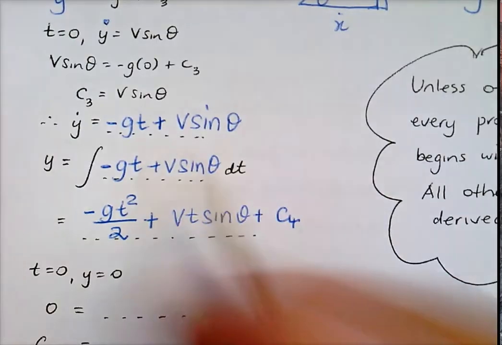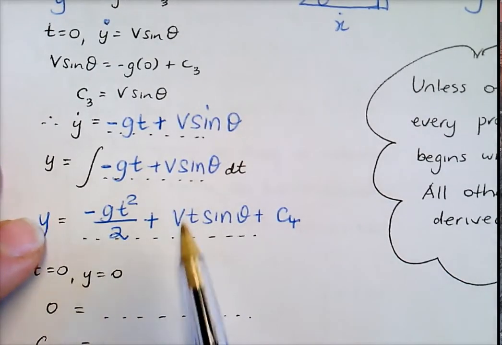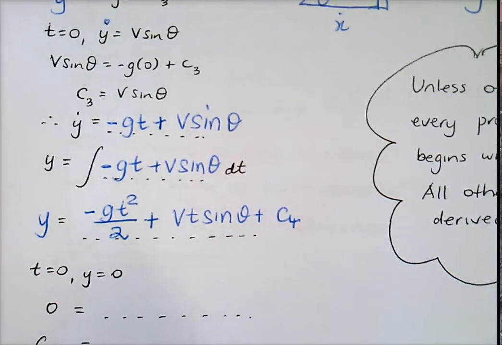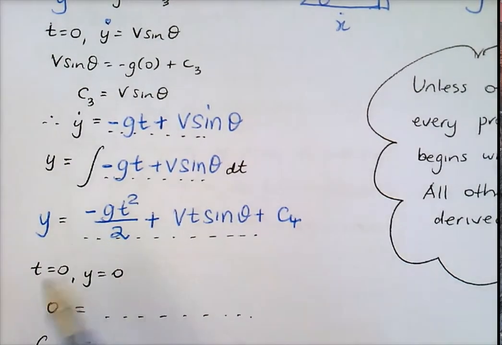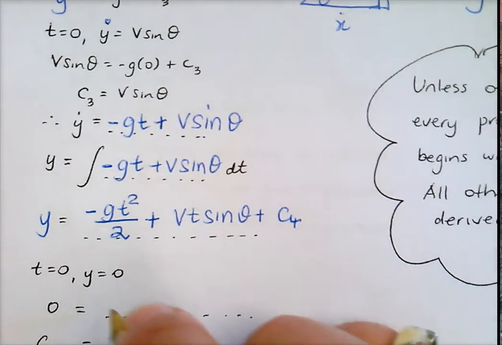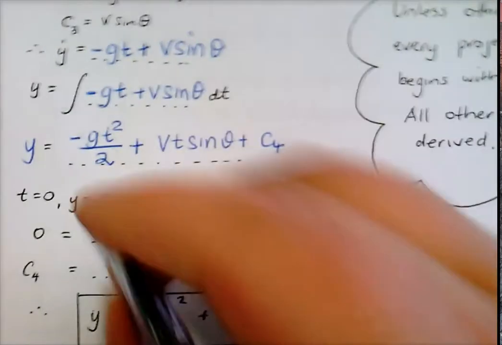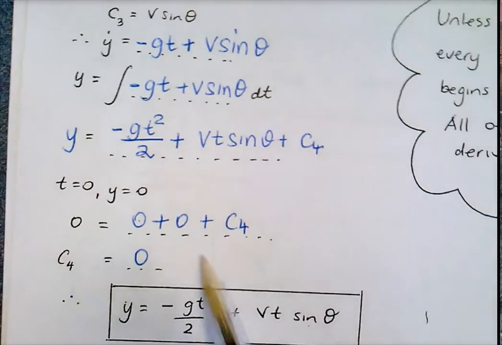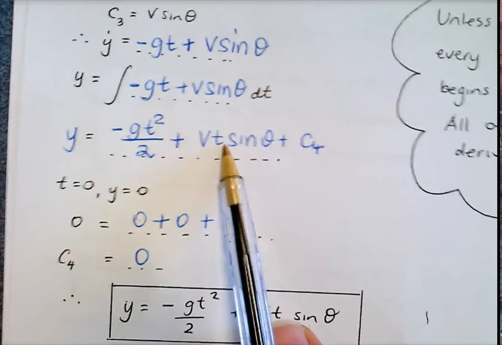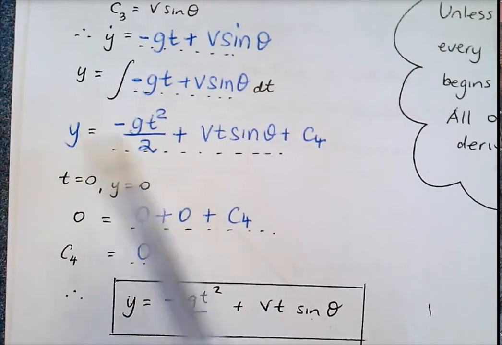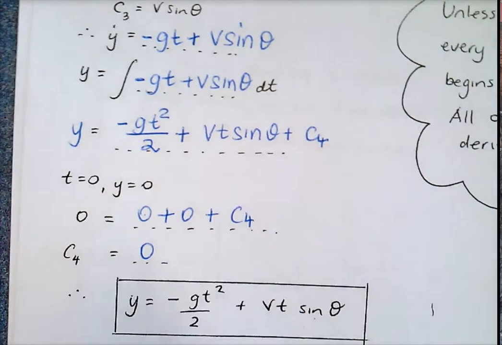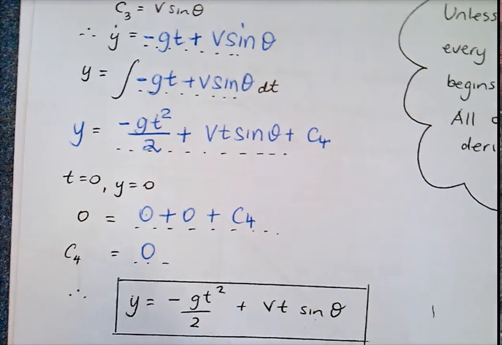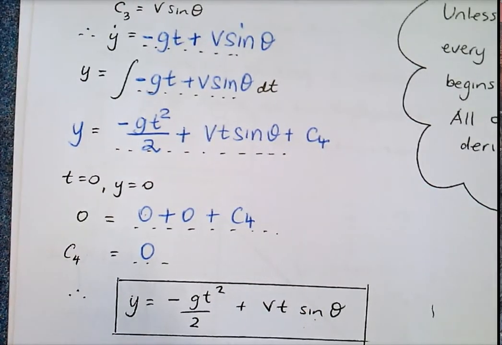So we have to make a substitution for y and t to work out constant number 4. Looking back at the original particle, which was thrown from the origin, when t is 0, y is 0, so 0 equals 0 plus c4, so c4 is 0. Therefore, y equals negative gt squared on 2 plus vt sine theta. And that is the vertical equation for displacement.